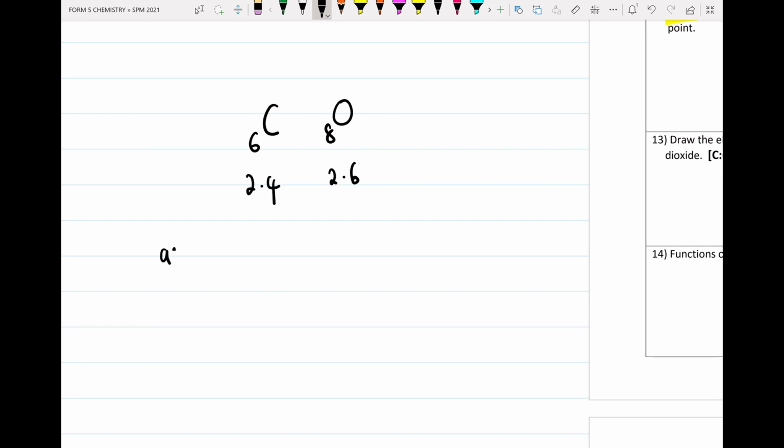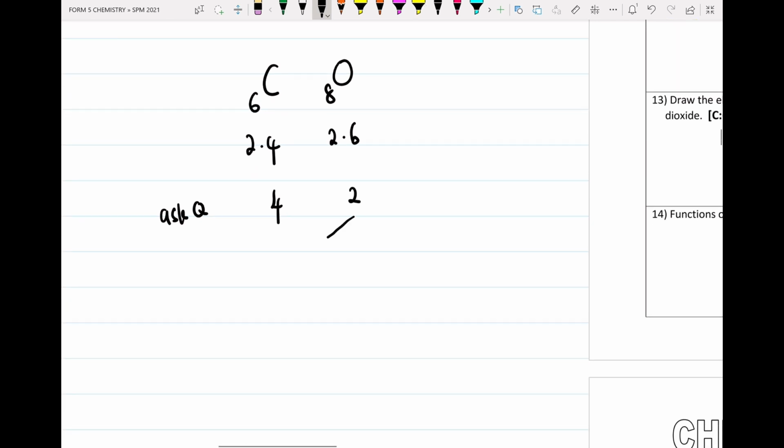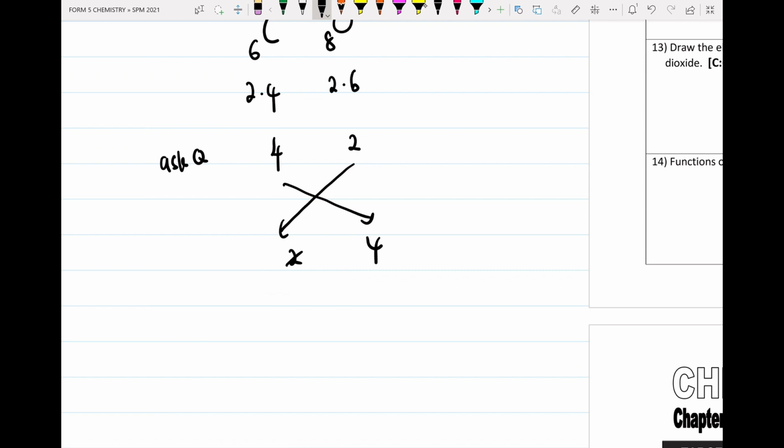Let's ask a question: how many electrons are needed by carbon to achieve stable octet electron arrangement? That will be 4. How many electrons are needed by oxygen atom to achieve stable octet? 2. Then we do crossing, 4, 2. And when both numbers are even numbers, simplify as 1 and 2. So the formula is carbon dioxide.